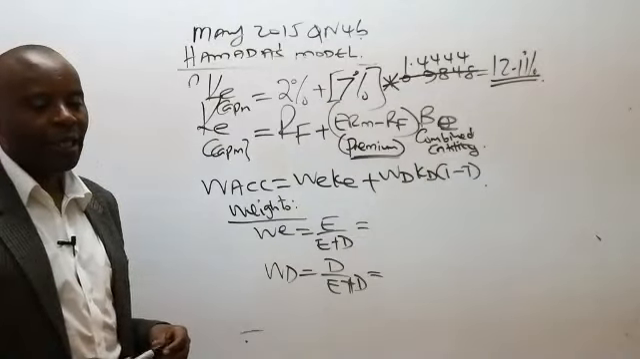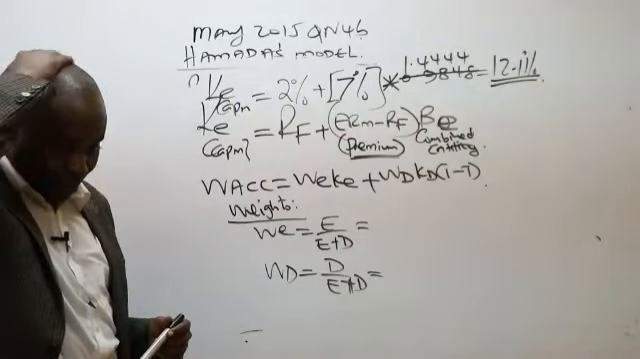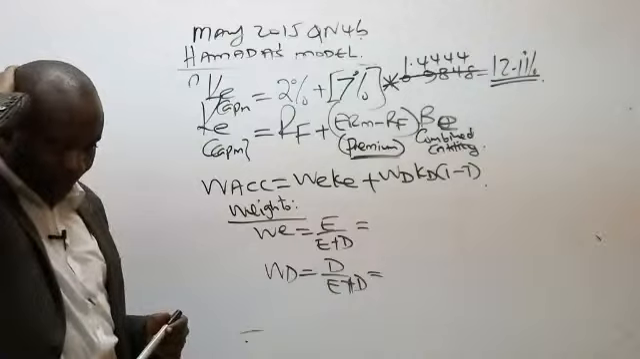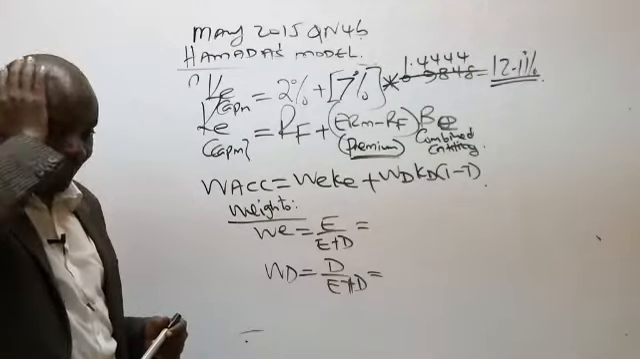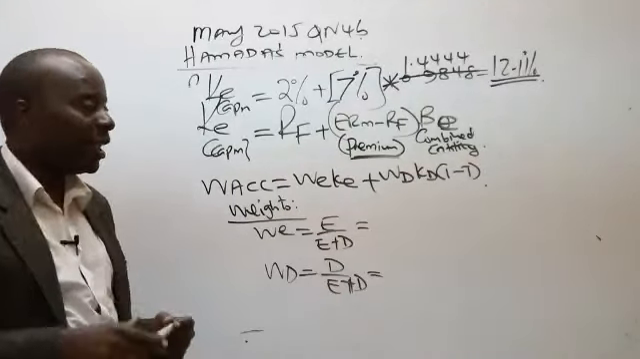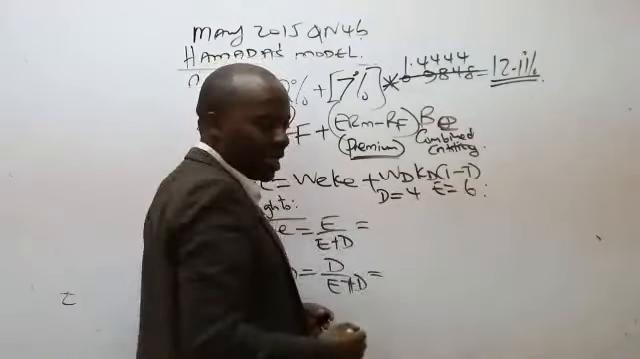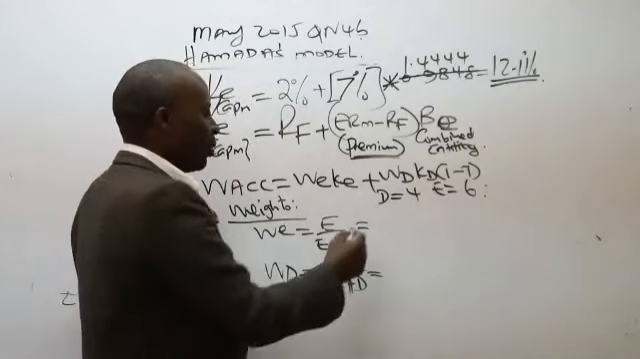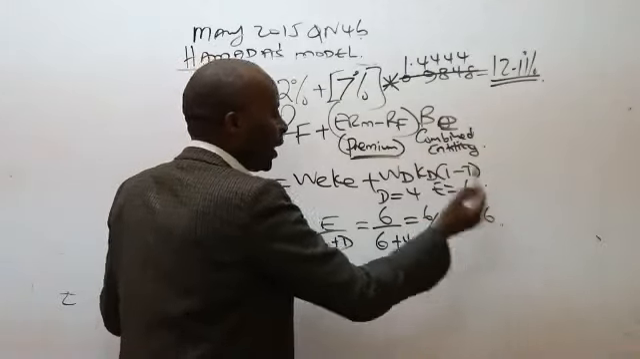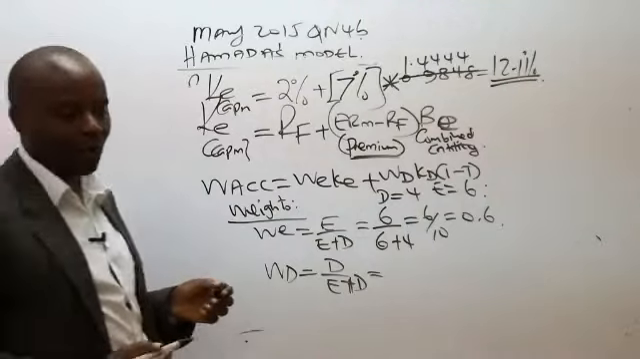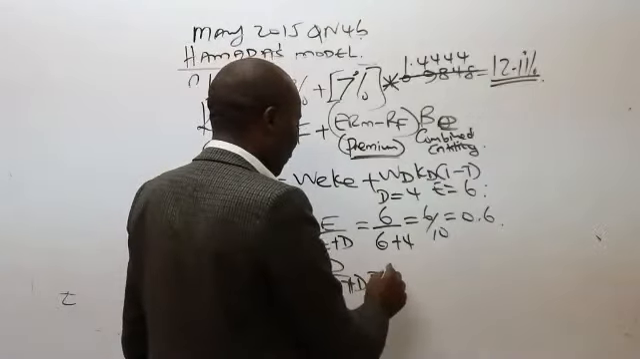Caro Owor tells me it is 0.6, and I feel she's cheating me. Faith tells me it is 4/10, which I also feel is cheating me. Remember, debt is the one that is 4. Equity is the one that is 6. So the weight of equity will be 6 over 6 plus 4, which will be 6/10, which will be 0.6 like that.